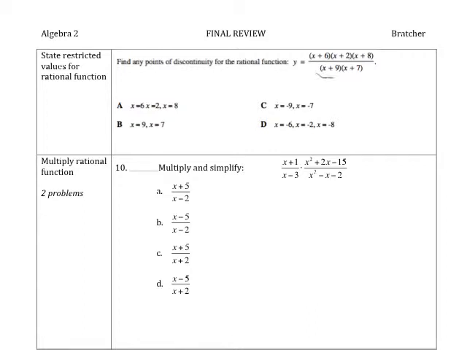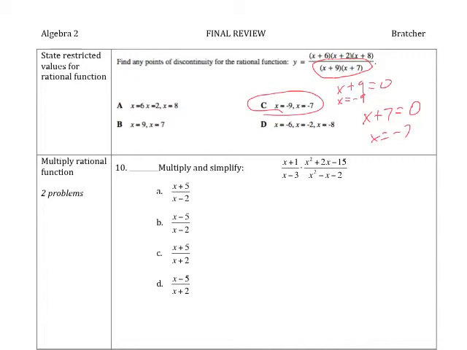So what I'm really looking at is the denominator, and what I'm thinking about is, what number plus 9 would give me 0? Because that's going to be an issue. And also, what number plus 7 is going to equal 0? Because that's going to be an issue too. If you solve those or think about it, that means x equals negative 9 is an issue, and x equals negative 7 is an issue, and that's the answer for C.